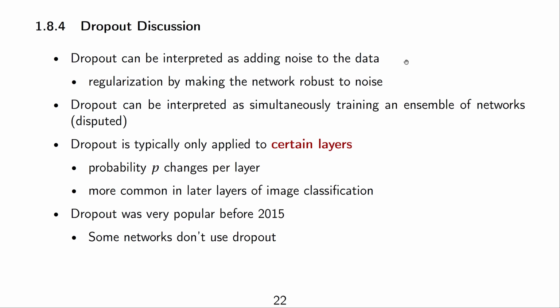Some other discussion, dropout can be interpreted as adding noise to the data. So in some sense, you add some form of noise, and adding this noise makes the network more robust to noise, and therefore it should generalize better.